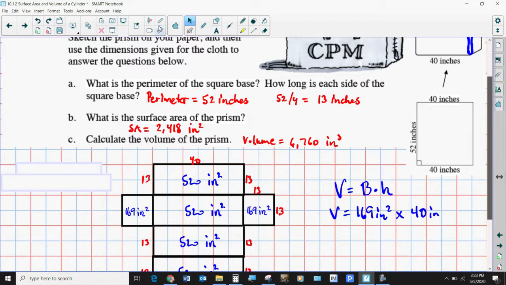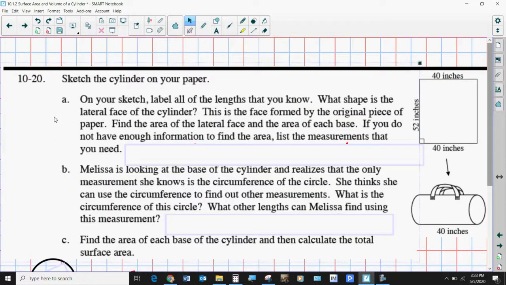Okay, so now let's move on to the cylindrical shaped bag. Do your best to sketch this picture. Once again, you're using the same cloth. So the 40 inches is going to be like the height of this cylinder where the circles are the bases, right? And so that means that as you are figuring out what the circumference of this base is, you've already got that information because this cloth is being wrapped around.